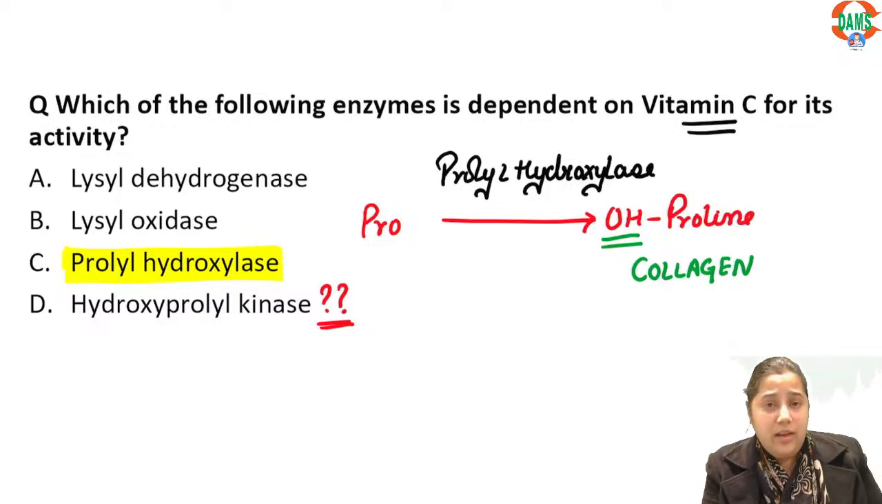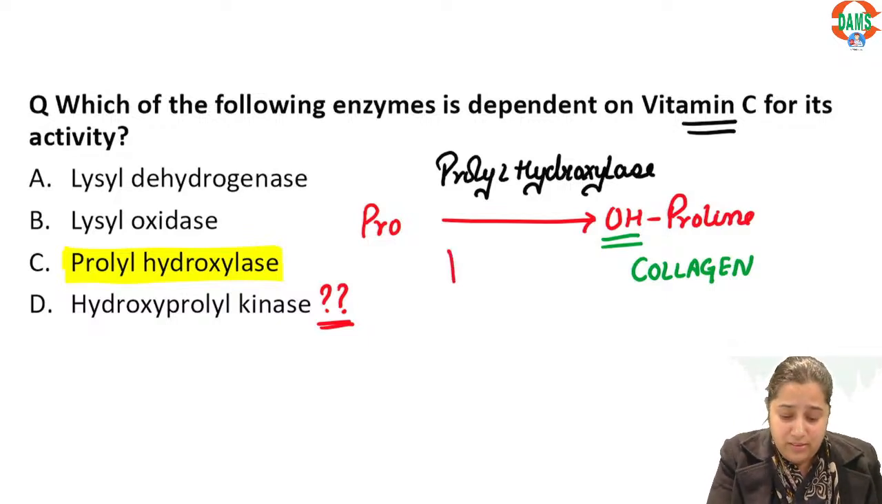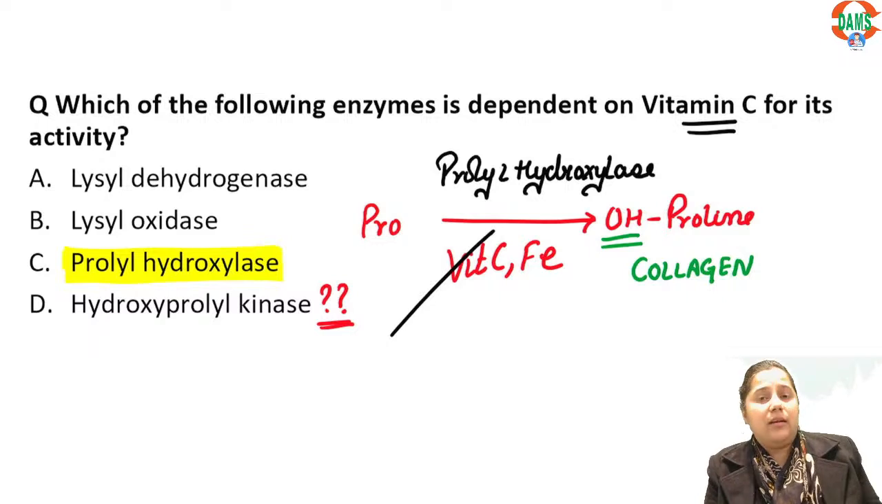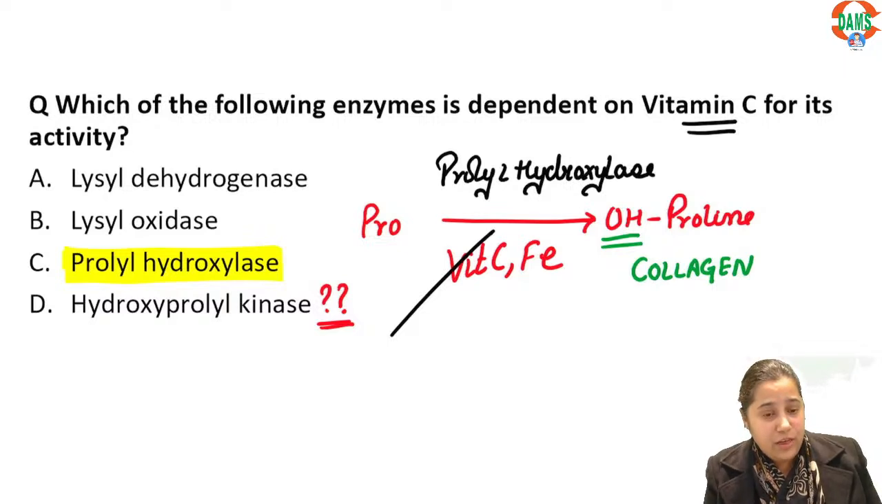This hydroxylation requires vitamin C and iron. Deficiency of vitamin C will hence result in scurvy. Why? Because there is no hydroxylation. This is a classical example of poor post-translational modification, and vitamin C deficiency is associated with bleeding gums.